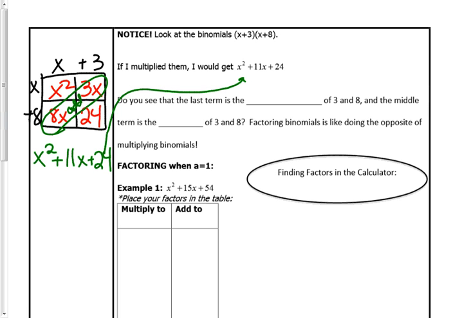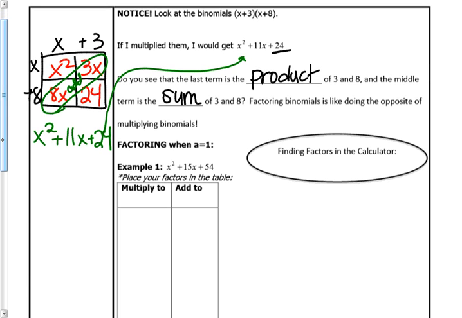So if you notice here, the last term, the 24, is actually the product, meaning we multiplied the 3 times the 8, right? And then the middle term, the 11, is actually the sum, so we added the 3 plus 8. So factoring trinomials, I should say, is like doing the opposite of multiplying binomials. What we're going to do is factor, and then our answers are going to look like this, where we'll have two sets of parentheses with some x's split up, some numbers there, and some signs, okay?